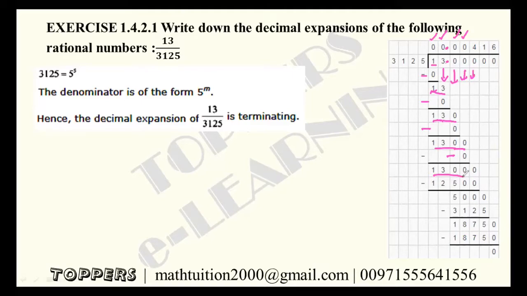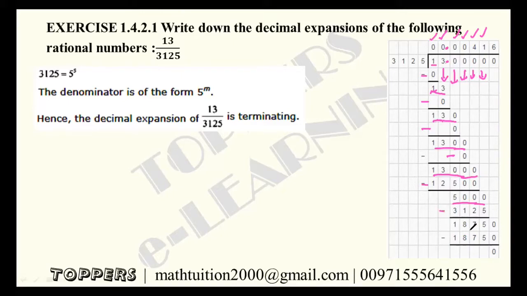So we got 13,000. In 13,000, how many times does 3125 go? 4 times. So 4 multiplied by 3125, you will get 12,500. On subtraction, you will get 500. So bring this 0 down. So it is 5,000. 5,000 is bigger. How many times? 1 time. 1 multiplied by 3125, you will get 3125.